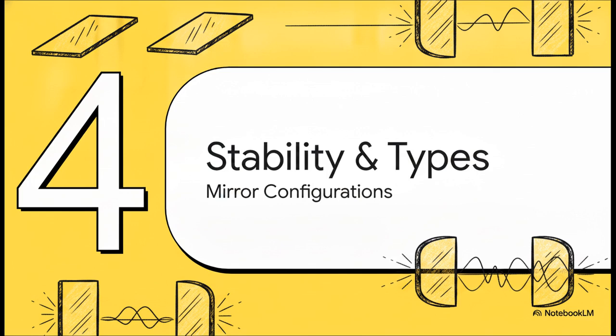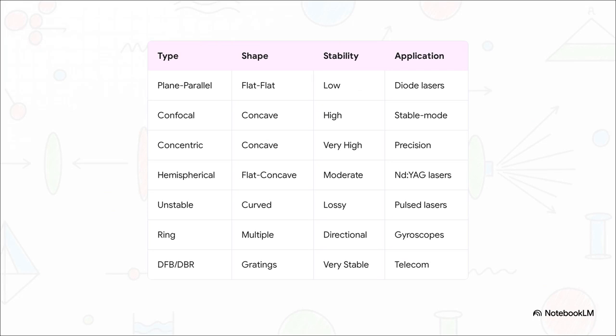Which leads perfectly into Section 4, Cavity Stability and Types. Think about the different physical mirror shapes out there that can actually trap our light. There are a couple of major standouts. Take the confocal resonator, for instance. By using two concave mirrors where the radius of curvature perfectly equals the distance between them, you get incredibly high stability. This setup perfectly supports stable Gaussian beam modes, which is absolutely ideal for precision lasers.